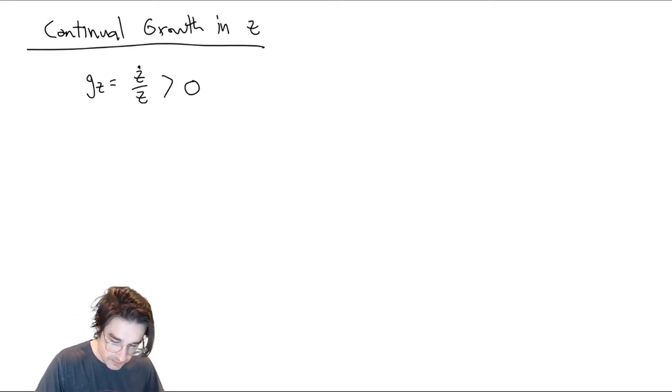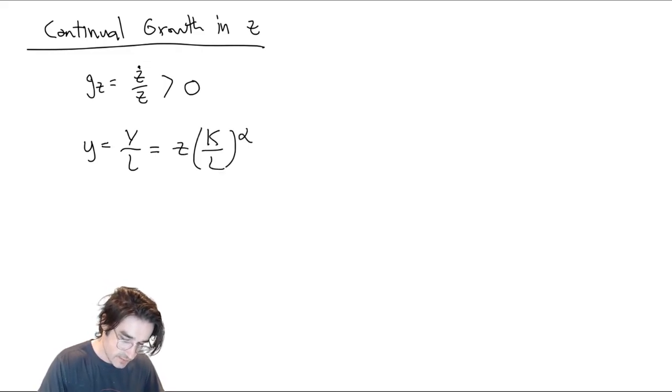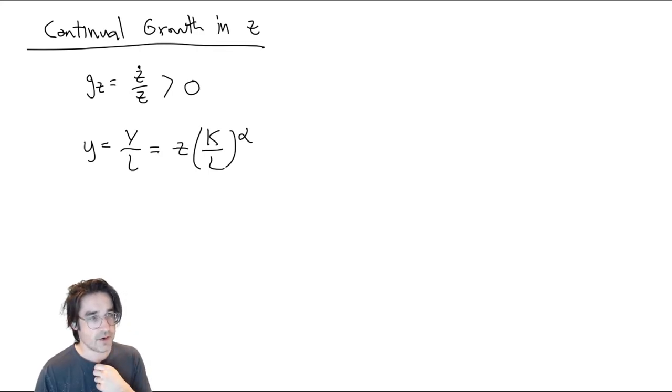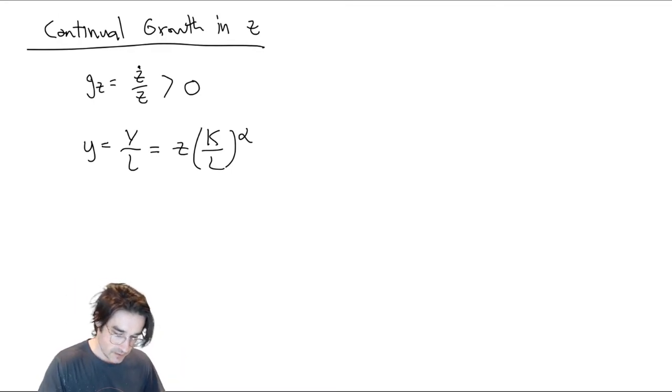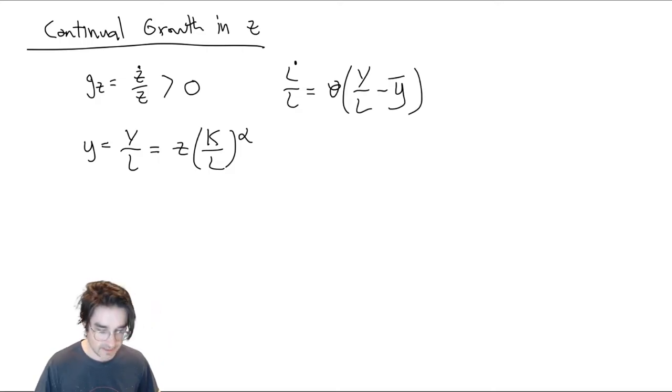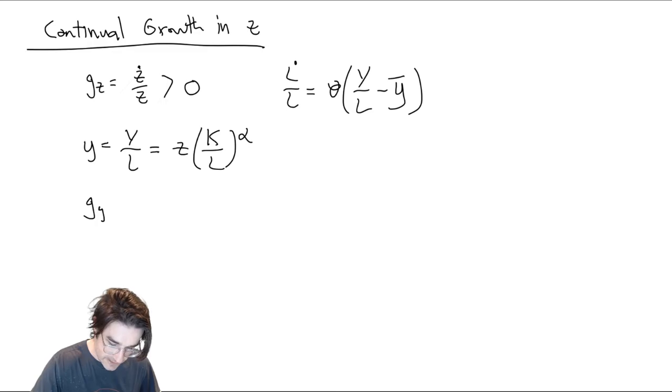What we can do is harken back to our production function, which gives us an expression for y over l: z times k over l to the alpha. That's our primary object of interest here. We know how z is moving around now. We have some idea of l through our demographic equation. And k is constant, alpha is constant. So what's little g y going to be?